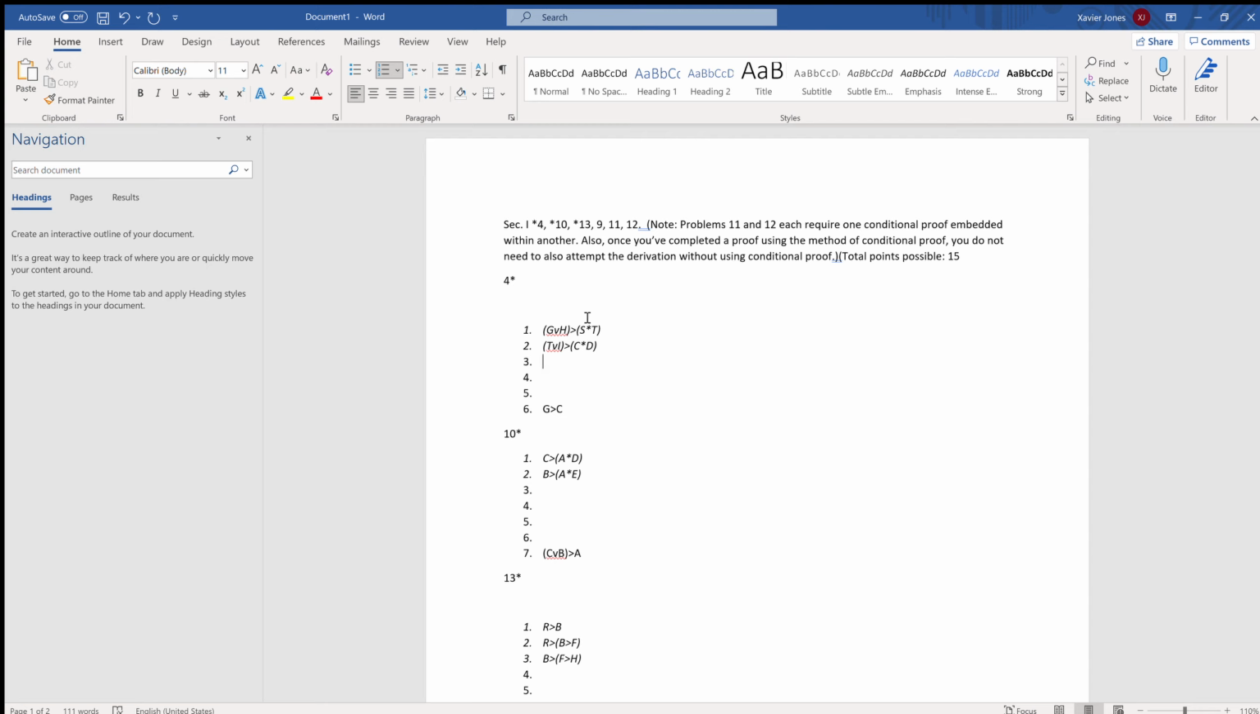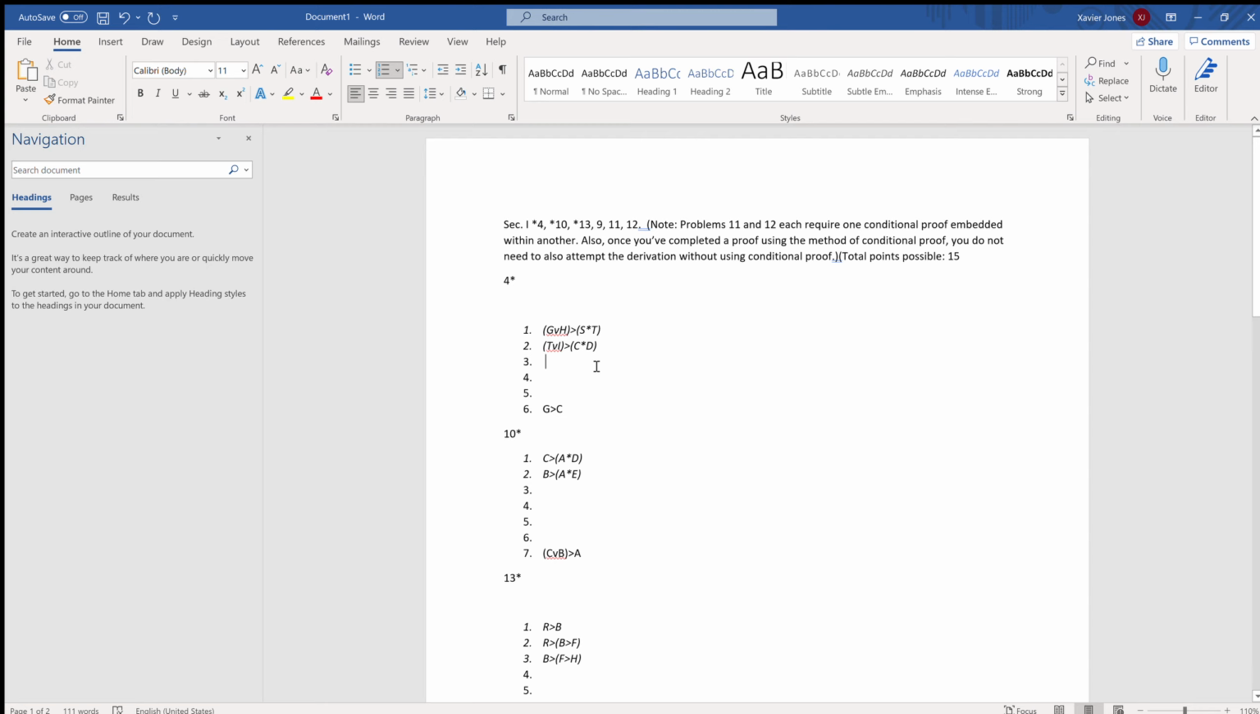So let's get right into it. We have G or H. If G or H, then S and T. If T or I, then C and D. And our conclusion is if G, then C. Okay, so we have a G here.